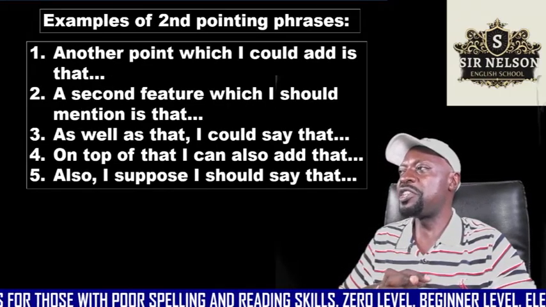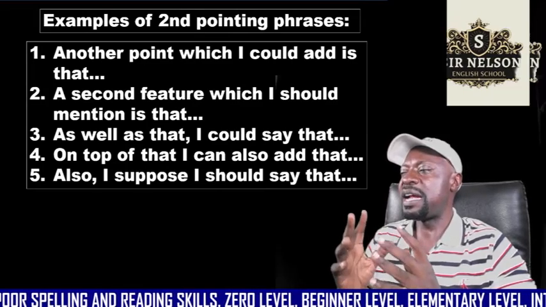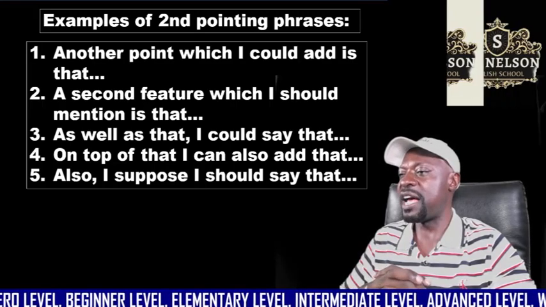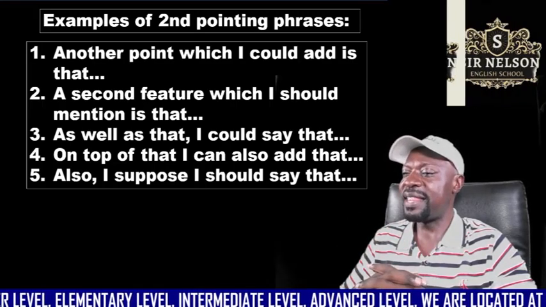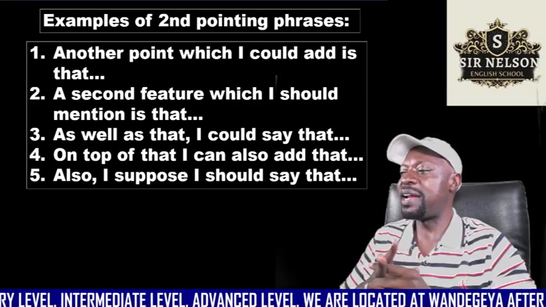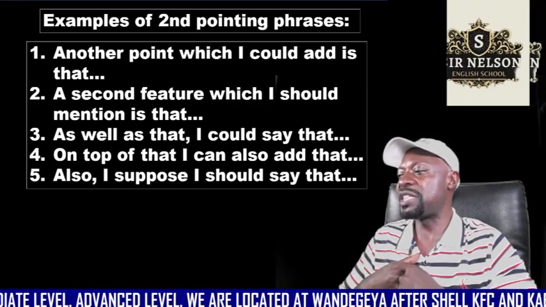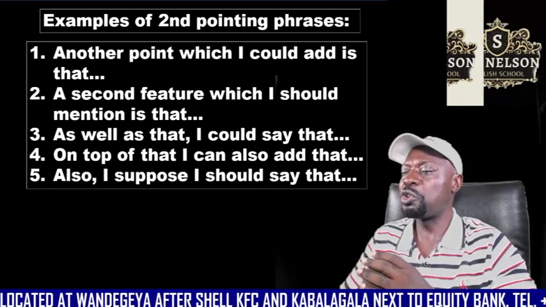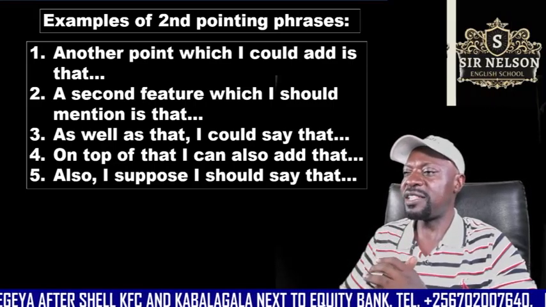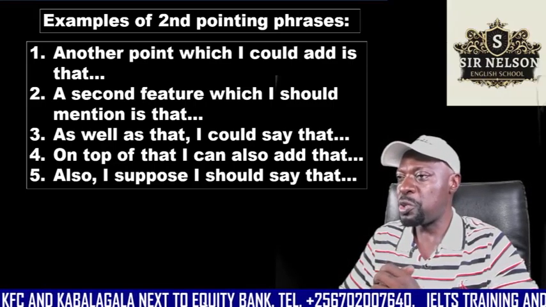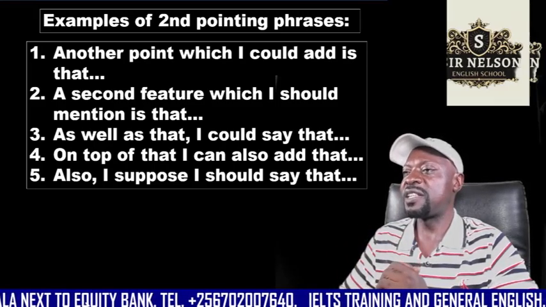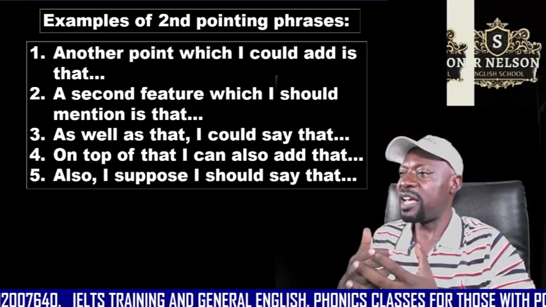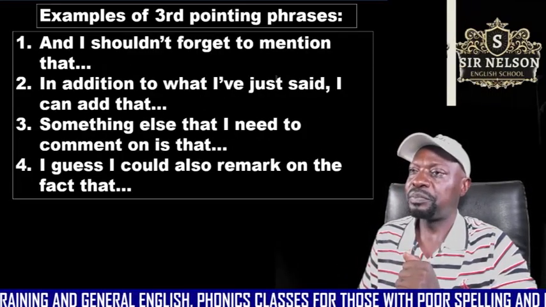Examples of second pointing phrases. After the first one, you can say, another point which I could add is that. A second feature which I should mention is that. As well as that, I could say that. On top of that, I could also add that. Also, I suppose I should say that. Remember, the word that is very important because it helps you to create complex sentences. Complex sentences are very important if you are to produce native speaker style English. This is used when you are introducing a second point, a second feature of what you are describing.